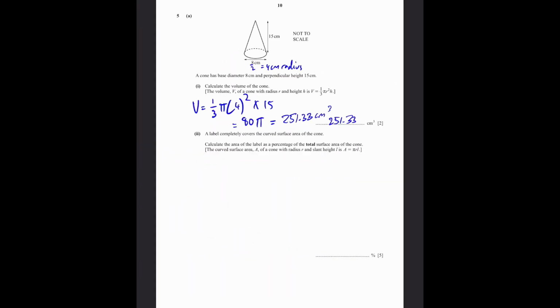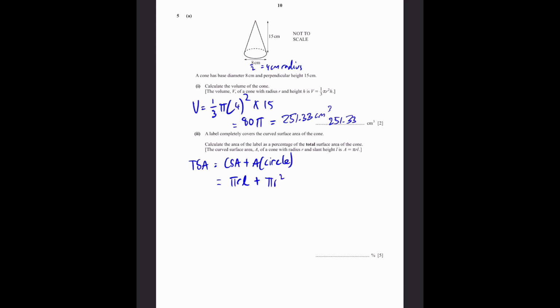A label completely covers the curved surface area of the cone. Calculate the area of the label as a percentage of the total surface area of the cone. The curved surface area of a cone with radius r and slant height L is A equals pi r L. So first let's find the total surface area. That'll be equal to the curved surface area plus the area of the circle on the bottom, right? That will be pi r L plus the area of the circle, which is pi r squared.